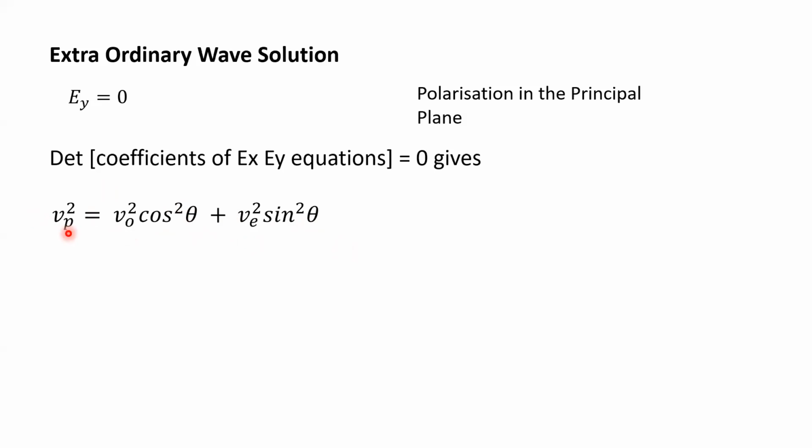This is something, of course, you don't expect at all in the isotropic medium. So the phase velocity is a function of the direction of propagation. And this is a particular dependence.